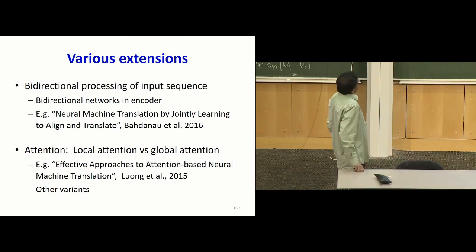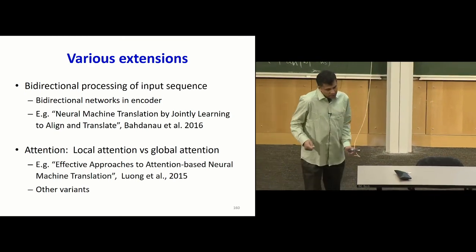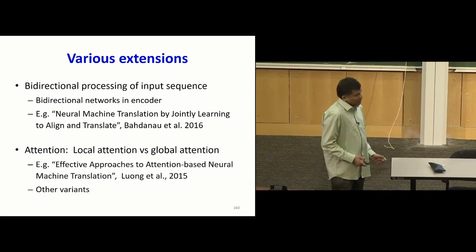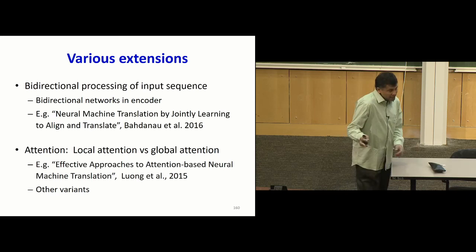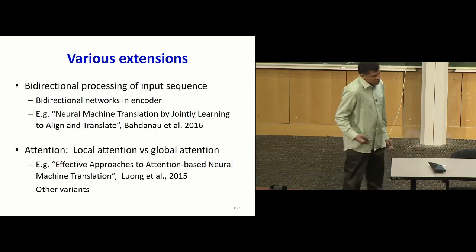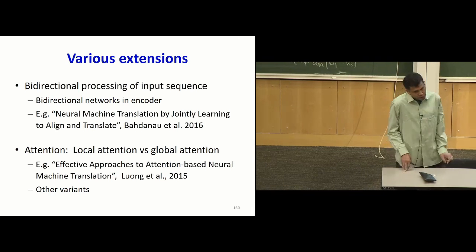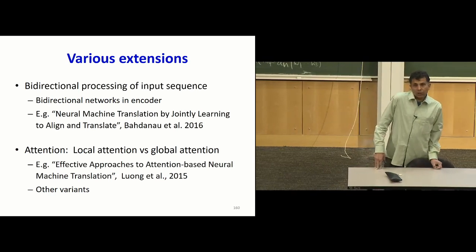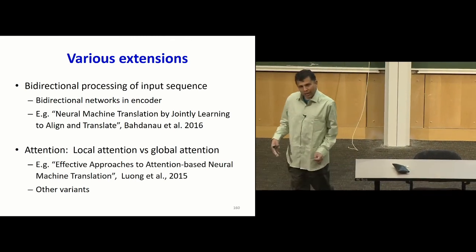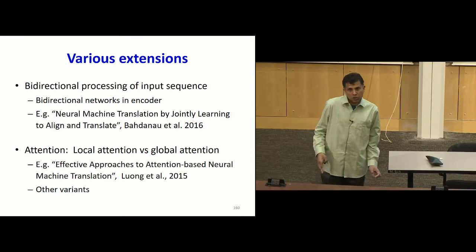And so the most effective encoders are actual bidirectional networks, which process the input left to right and right to left. You can have variations on the attention framework itself, whether you should be letting the decoder consider the entire input, or whether you want it to only consider certain portions of the input.